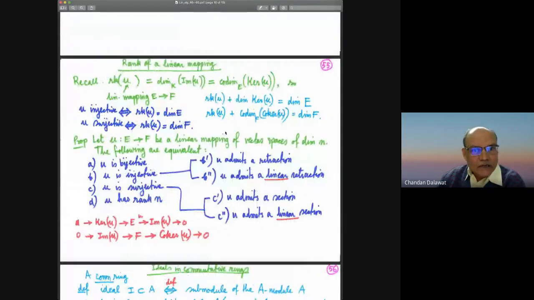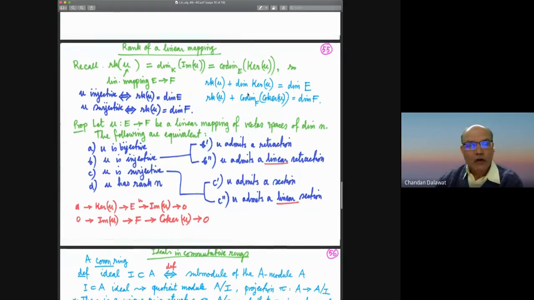So let's come to the notion of the rank of a linear mapping. We have already defined it. The rank of a linear mapping U from a vector space E to a vector space F over the same field, of course, that field is being called K here, is by definition the dimension over K of the image of U, which is also a vector space. And it can also be thought of as the codimension in E of the kernel of U, because E modulo the kernel of U is canonically isomorphic to the image of U.